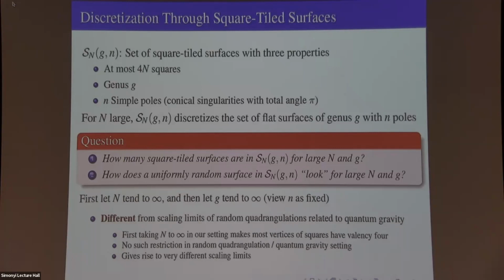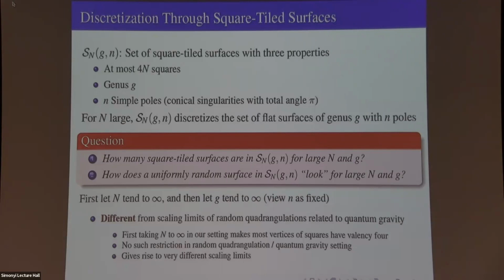Okay, and I still owe you a definition of what I mean by look, but I'll table that for the moment. And the limit regime I'll be interested in is I'll first let capital N tend to infinity. So this is like I take a surface and I'm discretizing it. And then I want to let the genus tend to infinity. So my basic goal is to understand what a large genus flat surface looks like. To do that, I first discretize so I can actually count these flat surfaces, and then I'll let the genus tend to infinity. I just mention, for those aficionados of quantum gravity and random quadrangulations, this is a fairly different scaling limit from what one considers there. Here everything is locally flat, whereas there everything is actually locally very rough.